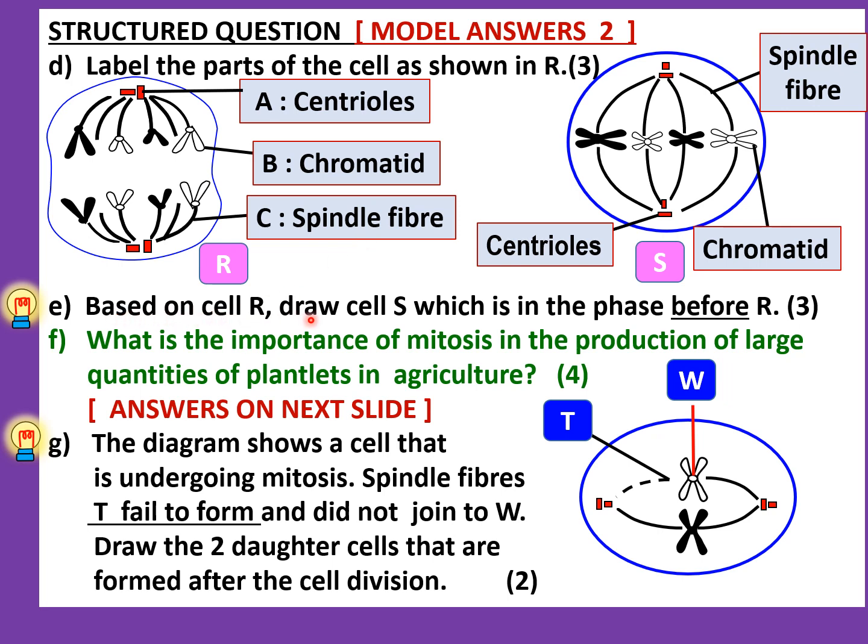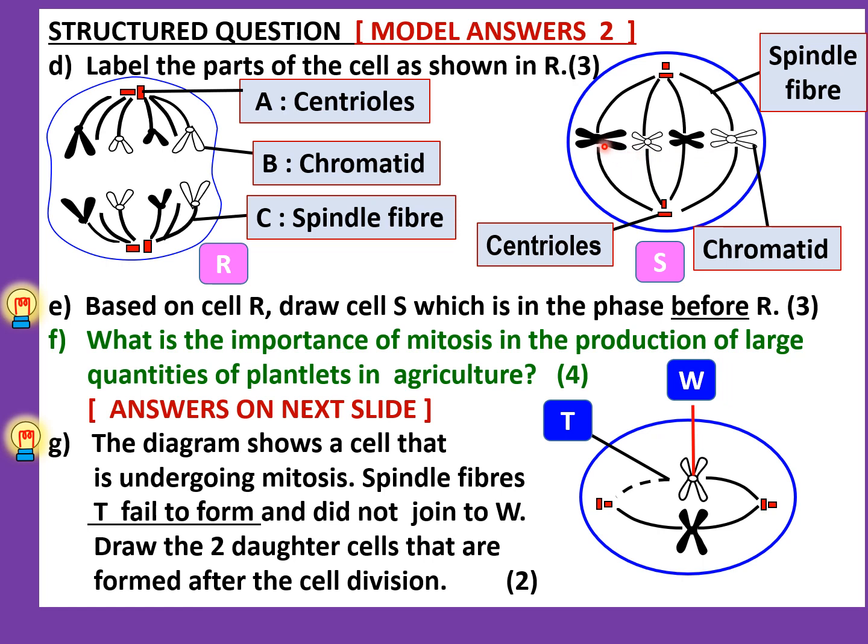Now E, based on cell R, draw cell S, which is in the phase before R. So the phase before R is metaphase, because R is the anaphase stage. So we are supposed to draw a cell S, in metaphase, but it must be based on cell R here. So you have to see which chromosomes should be arranged at the metaphase plate, according to the arrangement in anaphase. You can see here that the first chromosome on the left is the long black chromosome. So draw the long black chromosome before the sister chromatids separate. So join them back together, like you are reversing the motion. So let them join back to each other.